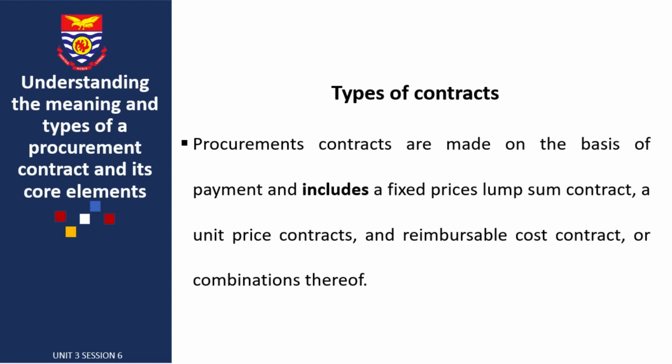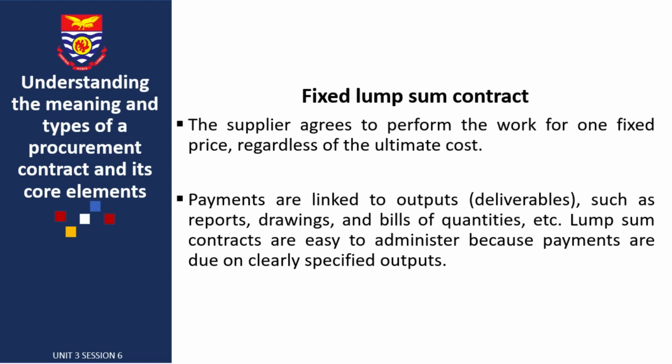So we look at some types of contracts. Procurement contracts are made on the basis of payment and include a fixed price lump sum contract, a unit price contract, and reimbursable costs contracts or combinations thereof. A fixed lump sum contract: the supplier agrees to perform the work for one fixed price regardless of the ultimate cost.